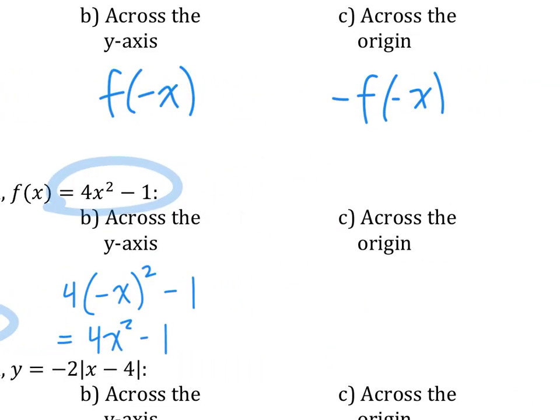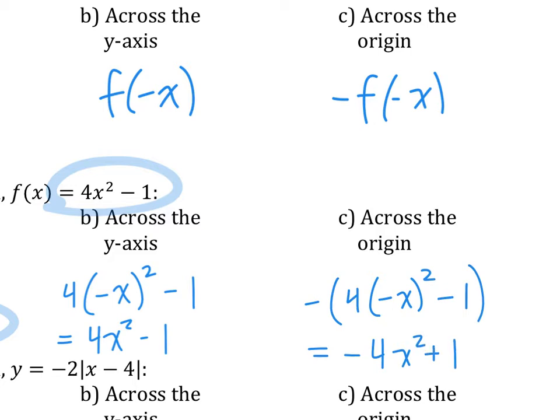All right, across the origin, where's the negative? Outside and inside. So negative 4 times negative x squared minus 1. Okay, so this is negative 4x squared plus 1, which is the same as across the x-axis.